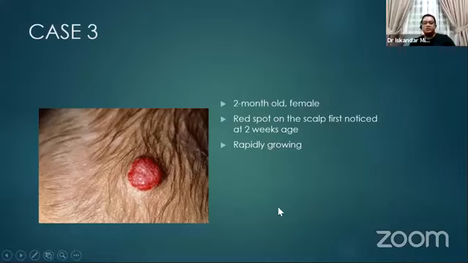Okay. We have two questions from Facebook. One is regarding the hemangioma part. So when do you decide for propranolol for hemangioma? This is from Akpis.